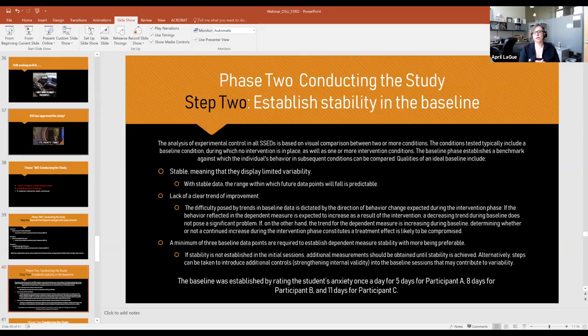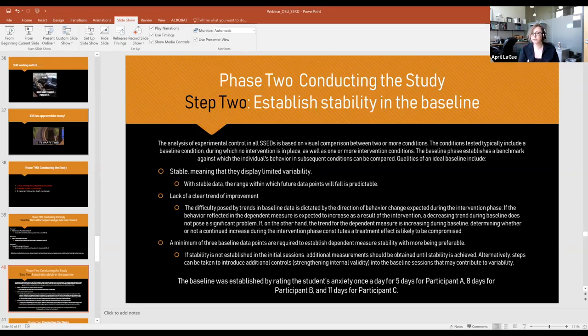And going along with that, a minimum of 3 baseline points are required to establish dependent measure stability. 3, but more is preferable. I always say, the more you can do to establish a baseline, the more evidence you have that your intervention's working. So if it's not established in the initial sessions, then measure more, give some more time, and sometimes it just needs time.